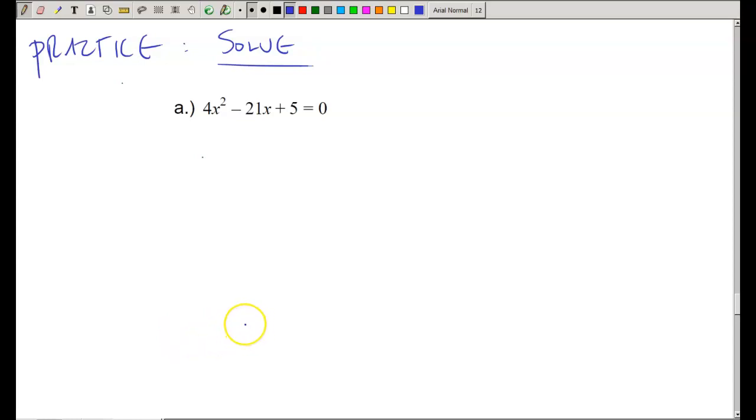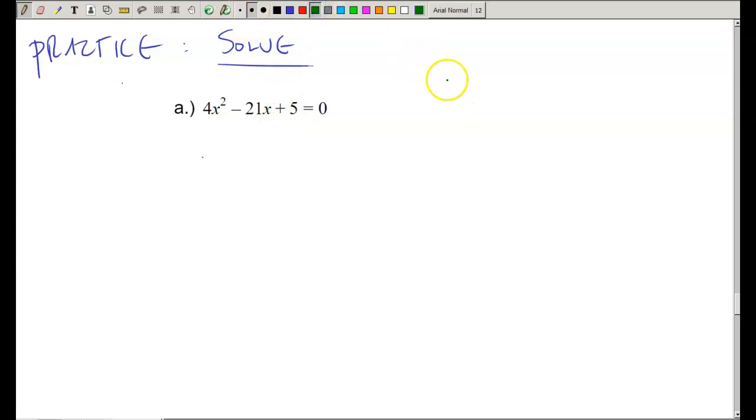All right, so this last part of the notes is just some practice problems. I want you to try these. I'm going to go over them, but pause the video and see what you can do before you check out the solution. So go ahead and pause and see if you can do this first one. 4x squared minus 21x plus 5 equals 0. I want you to solve that.